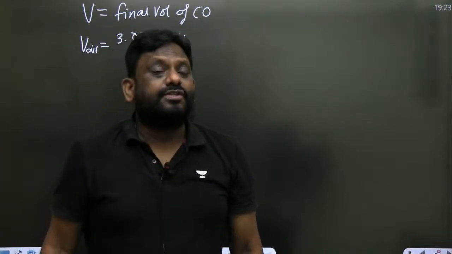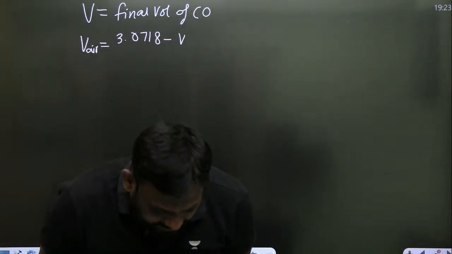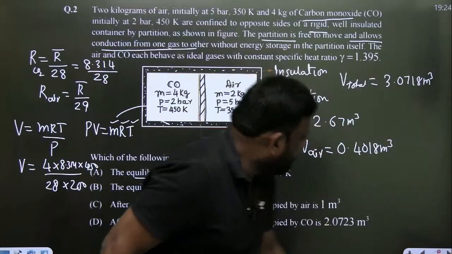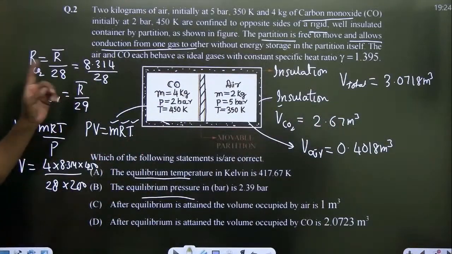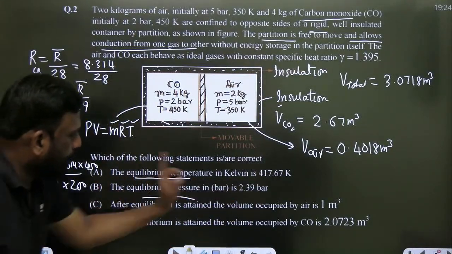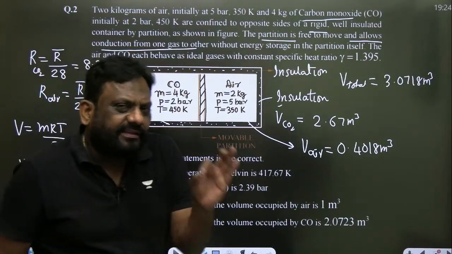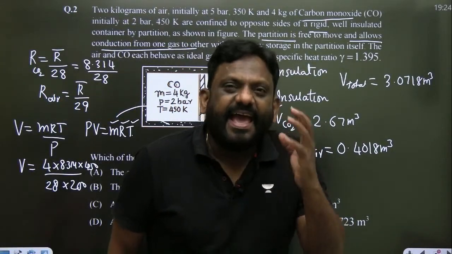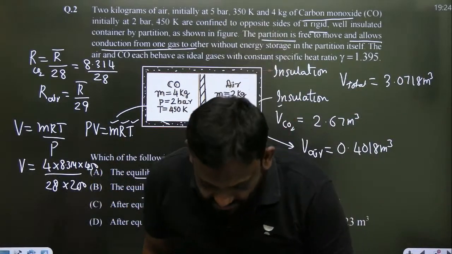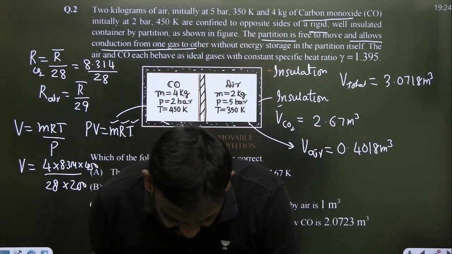Some students say, sir, if we equate the heat transfer, it will be the same. But look at the question once, sir. It is MSQ. Equilibrium temperature, equilibrium pressure, volume. Don't think that I am a fool doing this. This is MSQ, we will complete everything in a single question. Is it understood, sir?